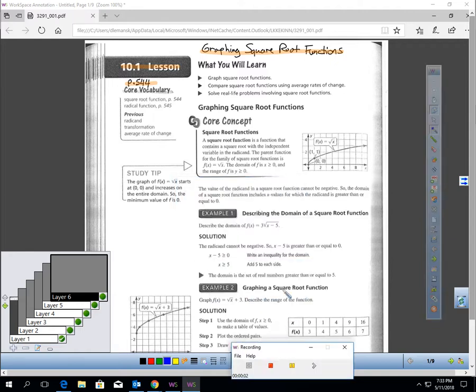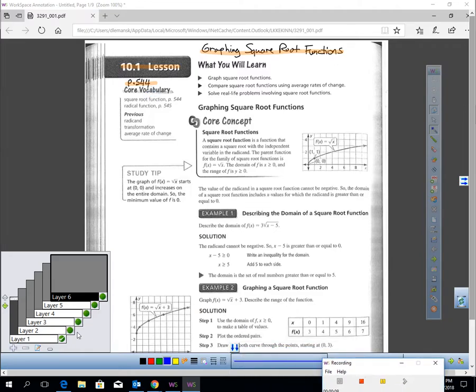This is lesson 10.1, graphing square root functions. You should be on page 544. In this lesson, you will learn how to graph a square root function, how to compare square root functions using average rates of change, and how to solve a real-life problem involving a square root function.